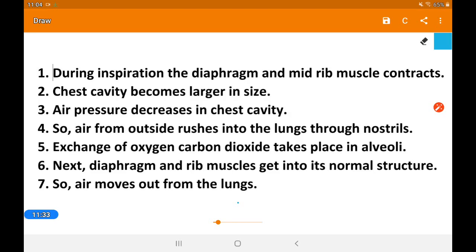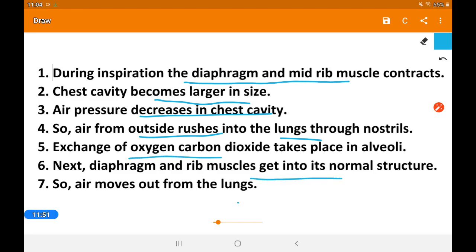If you see this in a few points: during inspiration, the diaphragm and the mid-rib muscles contract, the chest cavity becomes larger in size, air pressure decreases in the chest cavity, so air from outside rushes inside the lungs. Exchange takes place. Next, the diaphragm and rib muscles return to their normal structure, so that air moves out from the lungs.